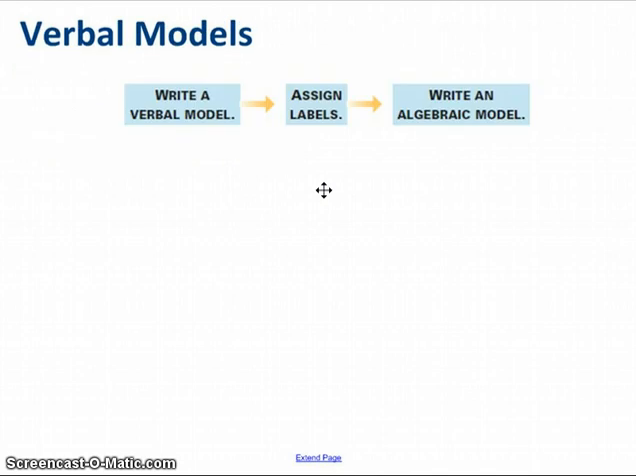Now, the textbook goes from here to start talking about verbal models and how to write a verbal model. And as they explain in the simplest diagram here, you start by writing a verbal model, then you assign labels. In other words, you put in variables and numbers in place of the words of the verbal model, and then you turn that into an algebraic model.